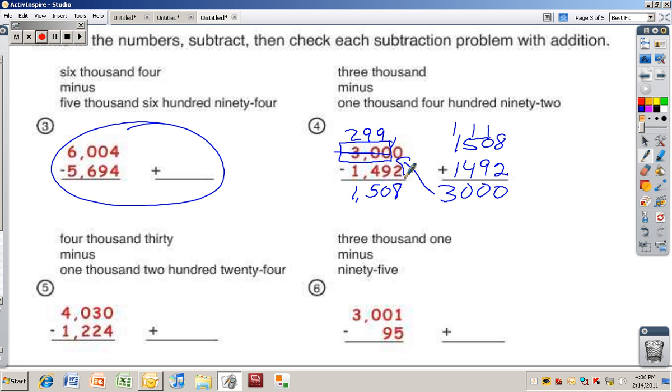All right, the next one, 0 minus 4, you can't do it. Regroup from the 3. 10 minus 4 is 6. 2 minus 2 is 0. Can't do 0 minus 2, so you regroup there and you get 2,806. And we're adding that to the bottom number in the subtraction problem.